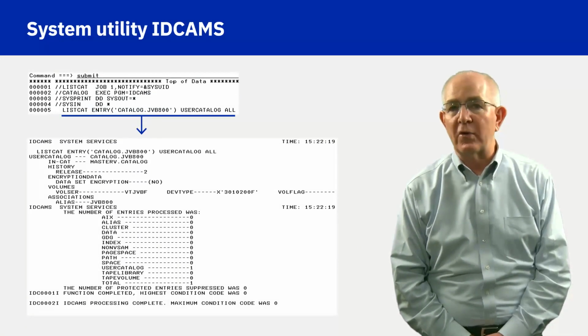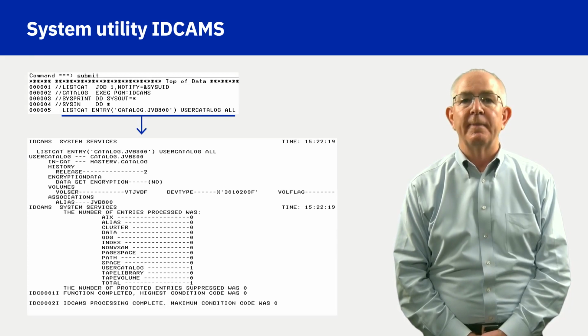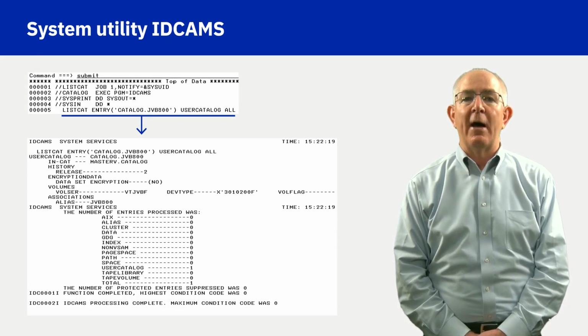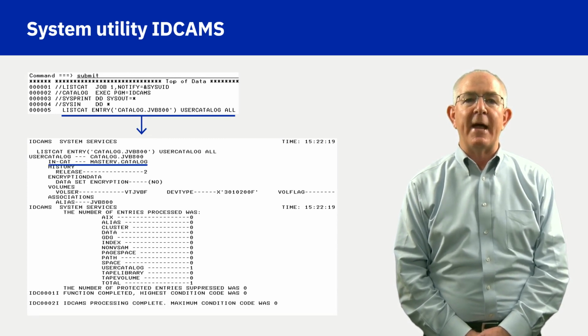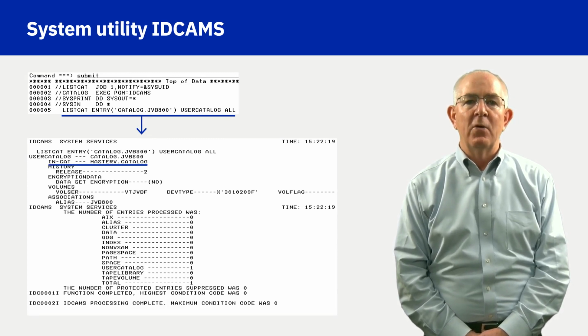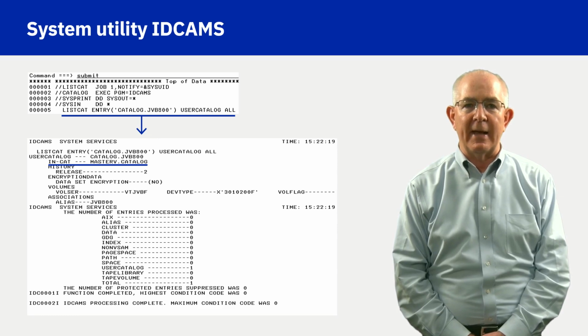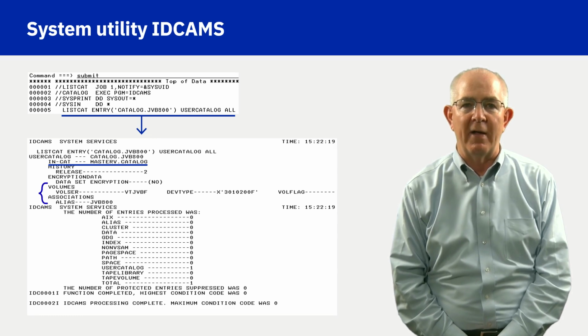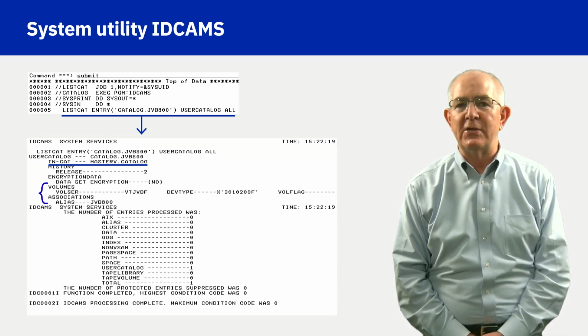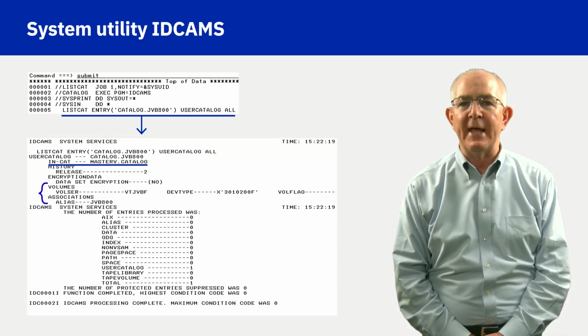Another execution of system utility IDCAMS processes the command LISTCAT ENTRY catalog.jvb800 user catalog ALL. The submitted job output shows the user catalog entry in MASTERV.CATALOG, which is the master catalog name, and the output includes the catalog.jvb800 volume, which is JTJVBF.